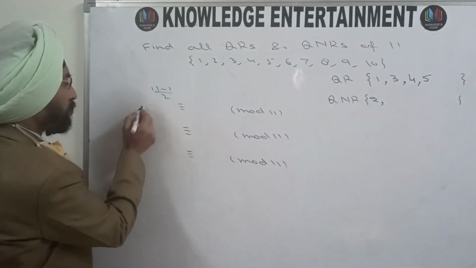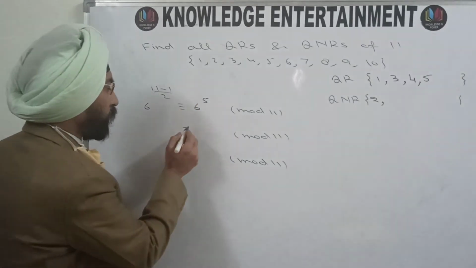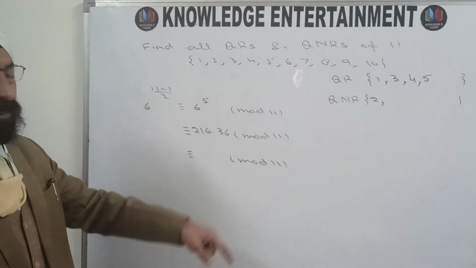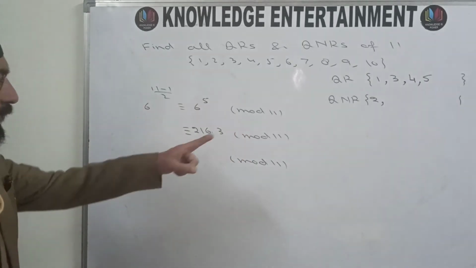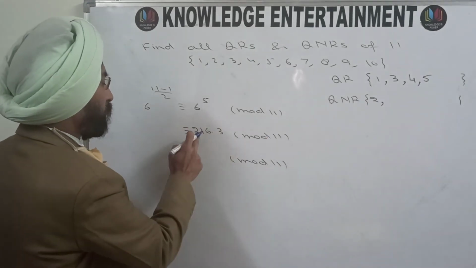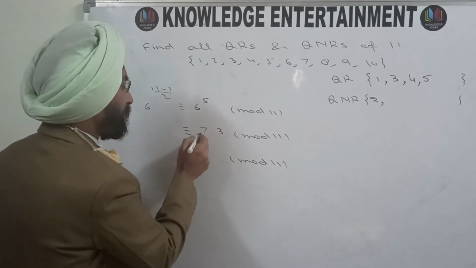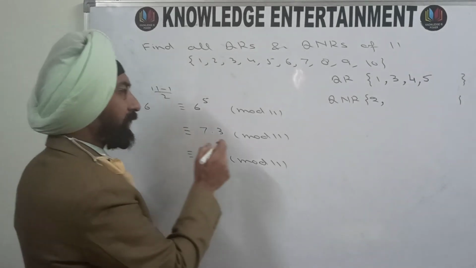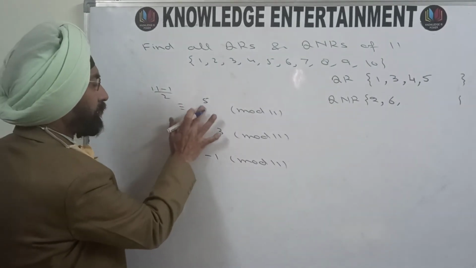So let us see what happens to 6. So it is 6 raised to the power 5. The same process I am going to follow, breaking into two parts, 216 and 36. 36 divided by 11 will give you the remainder 3, and 216 when divided by 11 will give you the remainder 7, I think. Yes, it will give you the remainder 7. 7 into 3 is 21. 21 will give you the remainder minus 1. So it is a quadratic non-residue. 6 will be here.